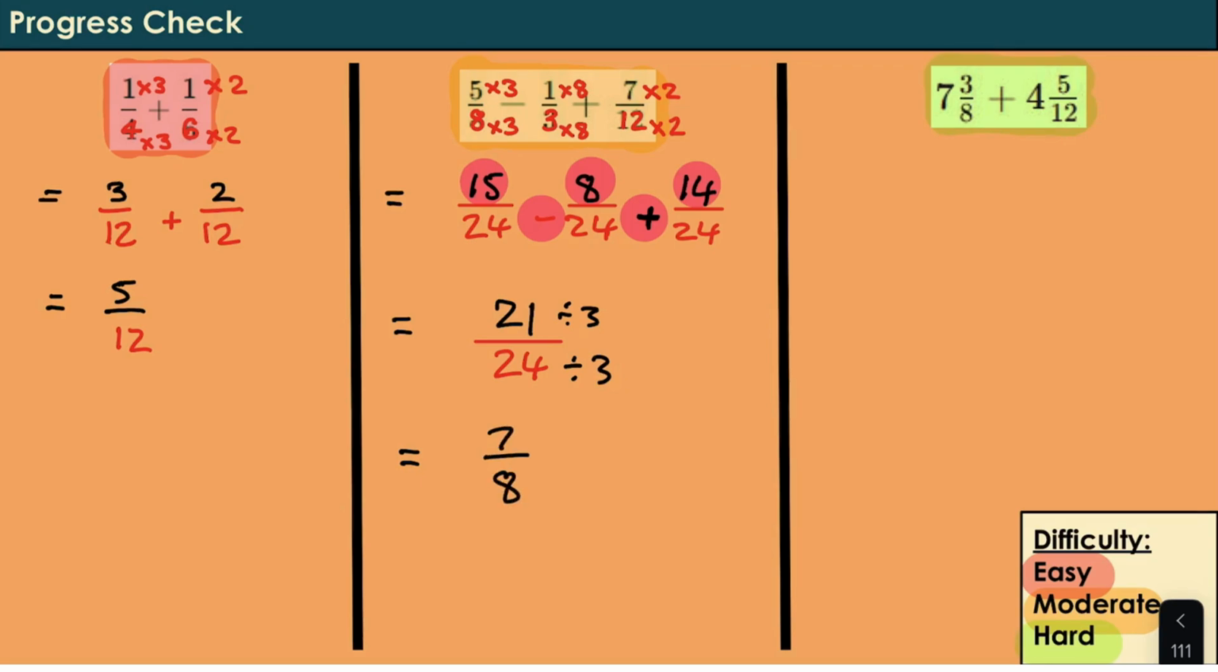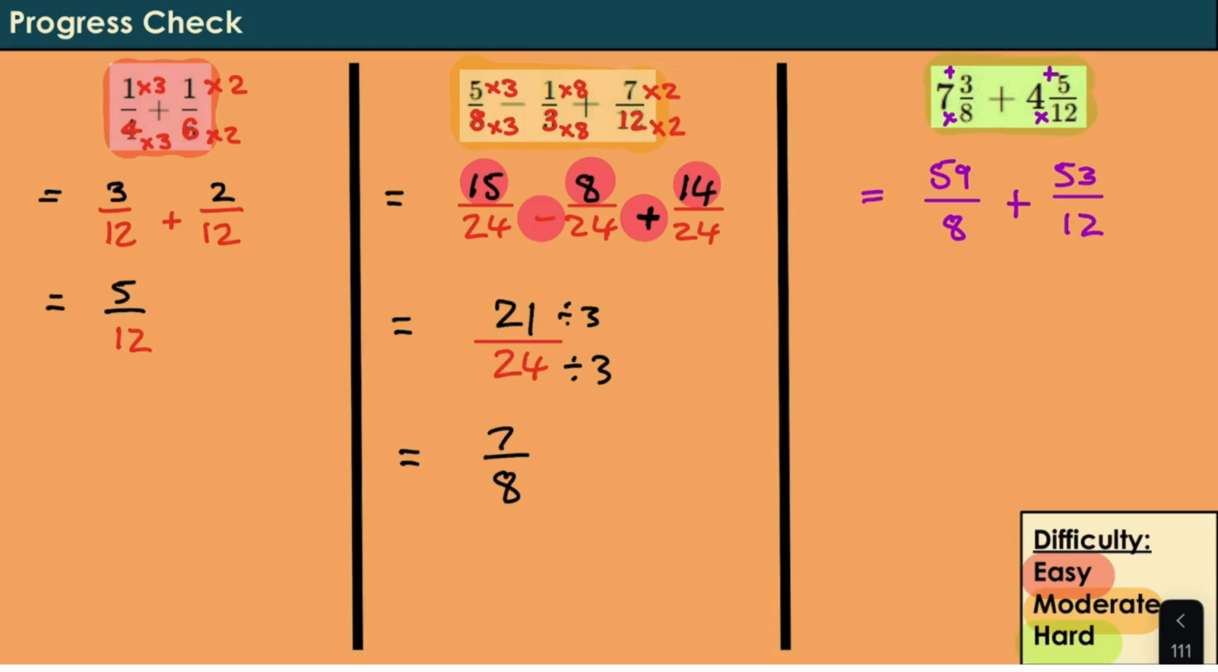Last question, it is a hard one. We have mixed numbers. I didn't expect you to get this, but some guys, they like a challenge. To convert our first mixed number, we multiply the 7 and the 8 and get 56. Add the 3, we get 59. And we keep the denominator on the bottom, 8. Second mixed number, 4 multiplied by 12 is 48. I add 5 and get 53, and the denominator is 12.